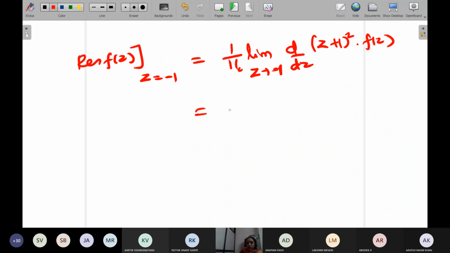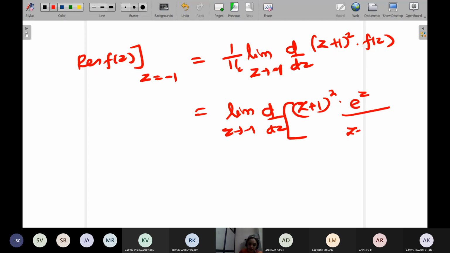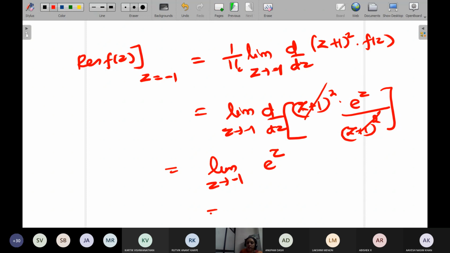So this will be equal to limit z tends to -1 d by dz of (z plus 1) the whole square into f of z. What is your f of z? It is e power z divided by (z plus 1) the whole square. Now (z plus 1) the whole square will get cancelled. So when you differentiate this, you'll get limit z tends to -1, e power z. So apply the limit, you'll get e power -1.